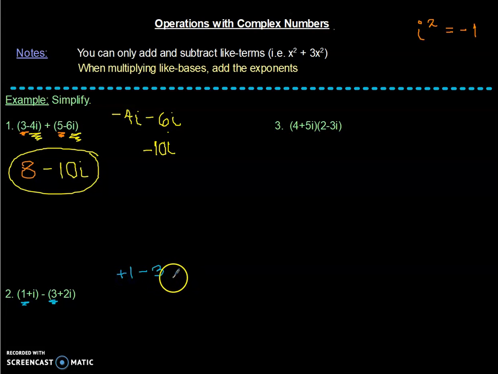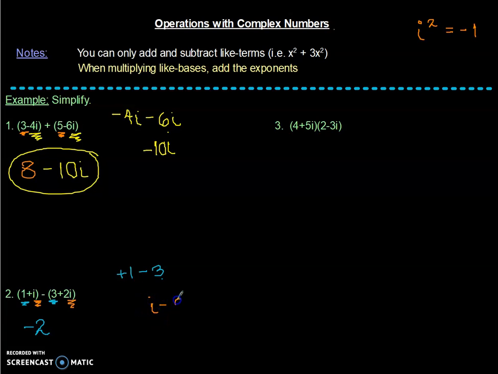When the signs don't match, we subtract. 3 minus 1 is 2. And we always take the sign of the bigger number. Bigger number is 3, and it's negative. So that is my number. Okay, for the imaginary number, there's i minus 2i.